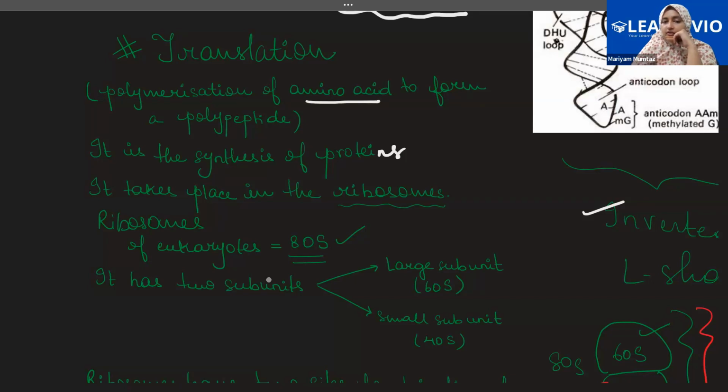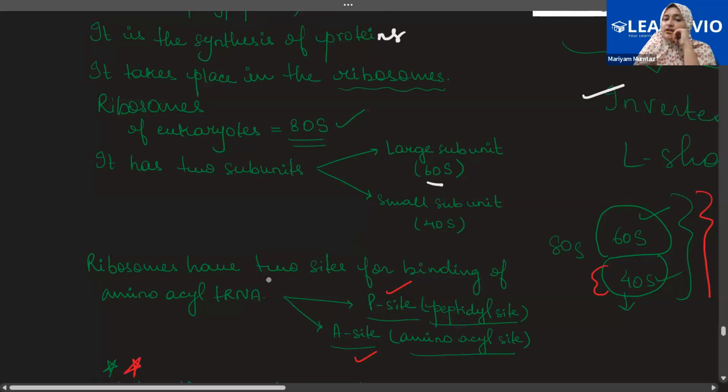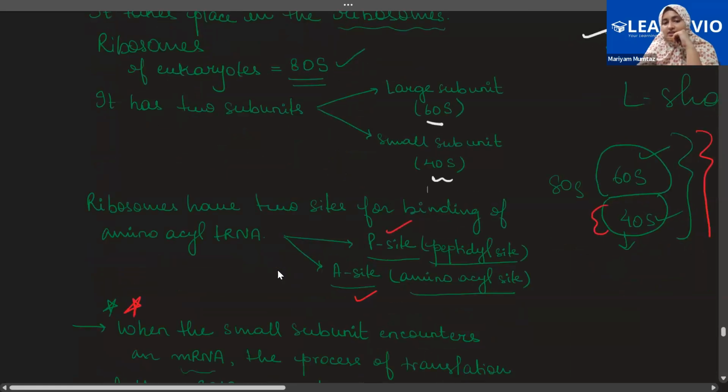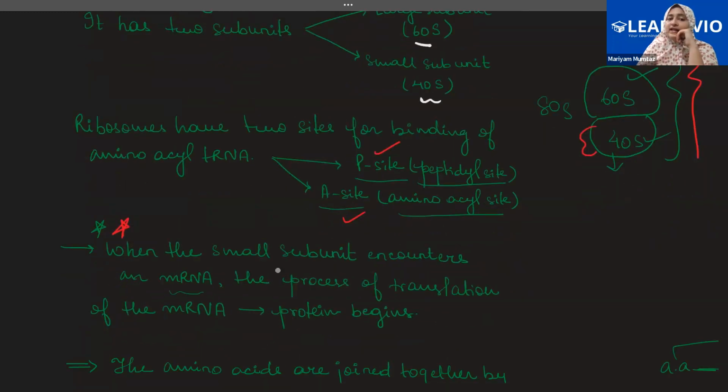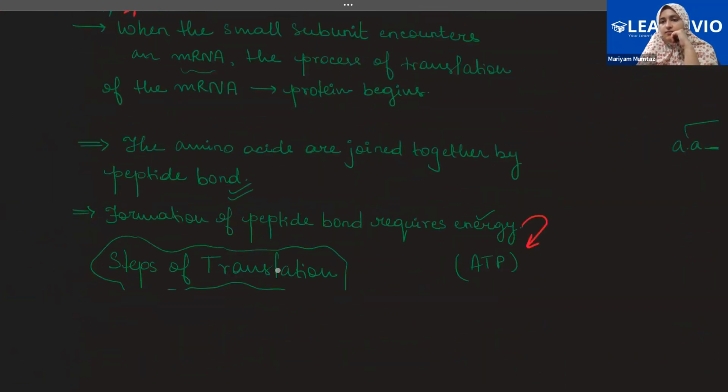Ribosomes of the eukaryotic organism are 80S and have two subunits. One is the larger subunit, which is 60S, and one is the smaller subunit, that is 40S. Mostly if we are talking about translation, we're going to talk about eukaryotic translation because it is properly defined. Now the ribosomes have two sites for binding of amino acyl tRNA. There is the P site and the A site present in the ribosome. Each of these two sites is extremely important for protein synthesis.